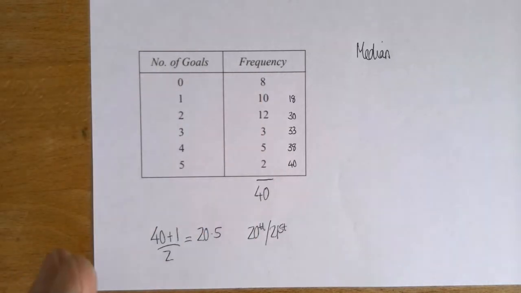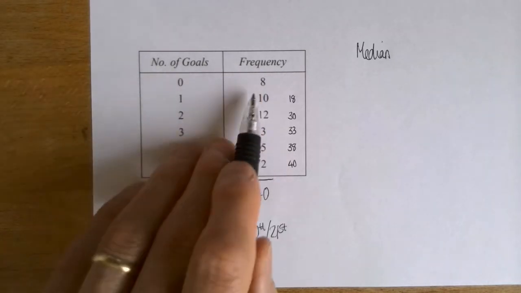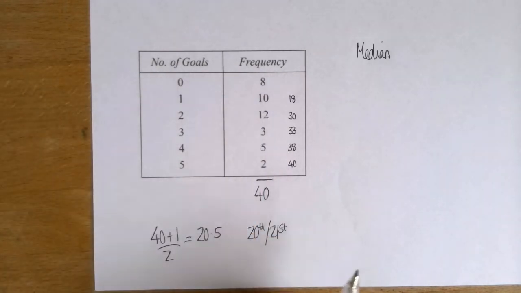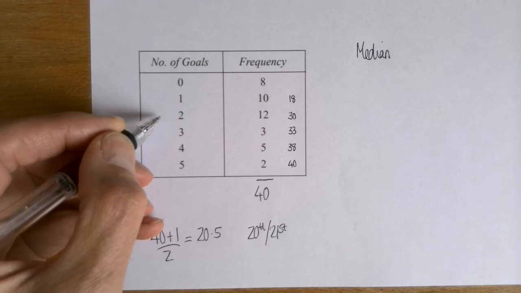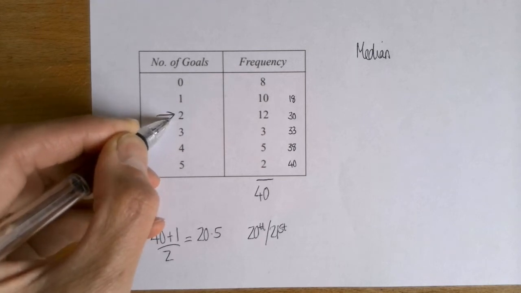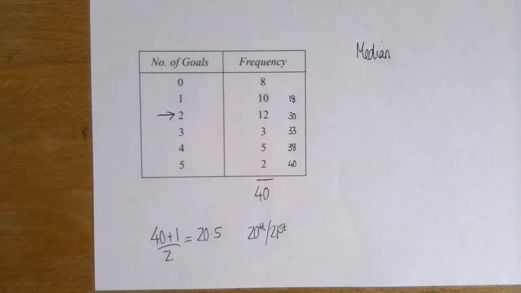So you've got to imagine these games lined up from the 8 games where no goals were scored all the way up to the 2 games where 5 goals were scored. Now, the question is, where are the 20th and the 21st games? Or rather, how many goals were scored in the 20th and the 21st games? And I hope you can see that they must have been games where 2 goals were scored.